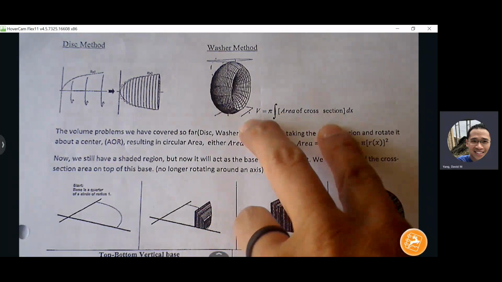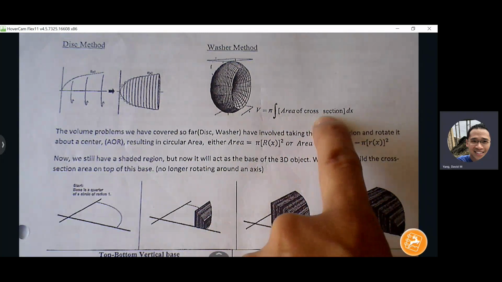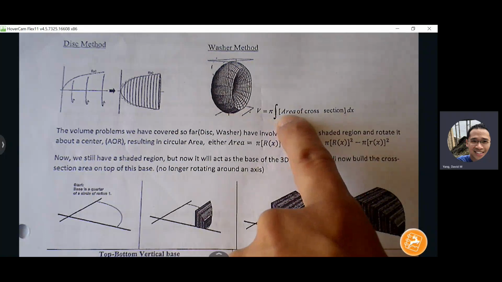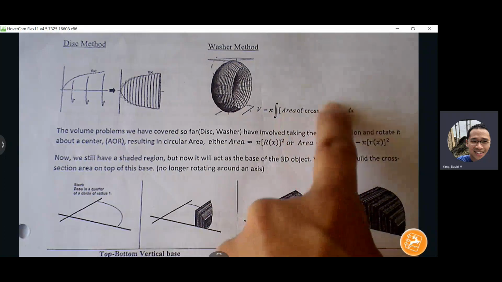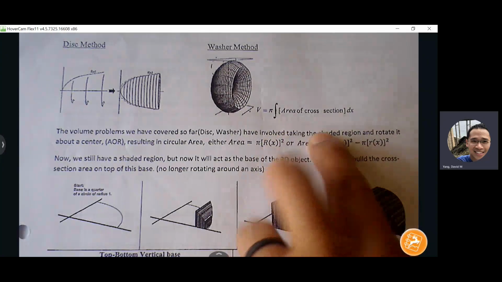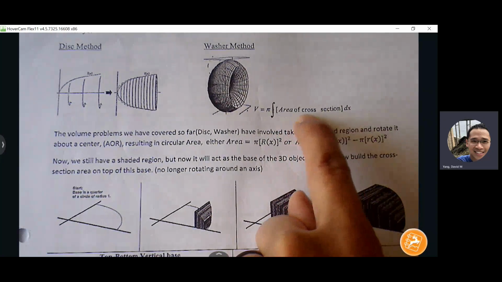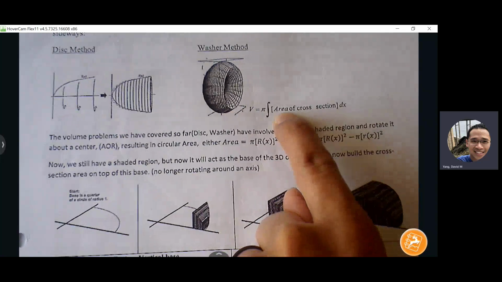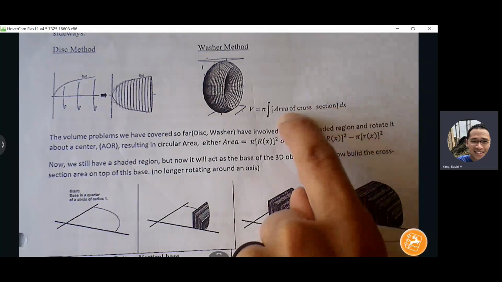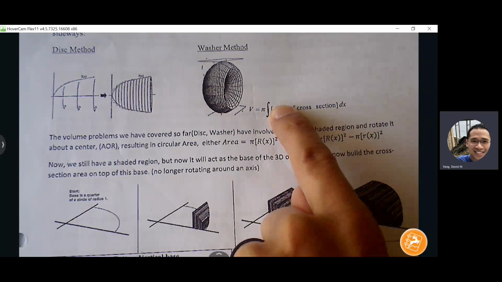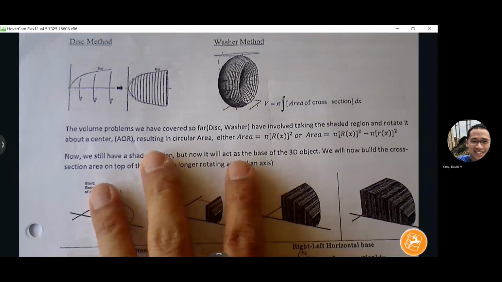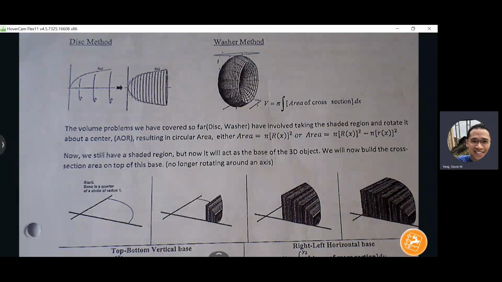We've basically been doing this formula before. It's just that our area has always been a circle. It's been like pi R squared minus pi little r squared, but it's always been circle related. What's different today is that we're going to be inserting something different into this region. We're going to find whatever area we're dealing with and insert it into that integral formula. The volume problems we've covered so far involve taking the shaded region and rotating it about an axis of revolution. So our area has always been either pi R squared or pi R squared minus pi little r squared.